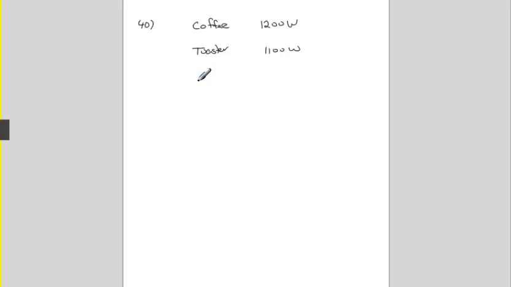And we have a waffle maker. So these are all things that put out a lot of power, a lot of heat. So the waffle maker is 1400 watts. It says the three appliances are connected in parallel to a common 120 volt household circuit. So the voltage is 120 volts. And so these are all power. And if you remember, the power is just equal to the voltage times the current.